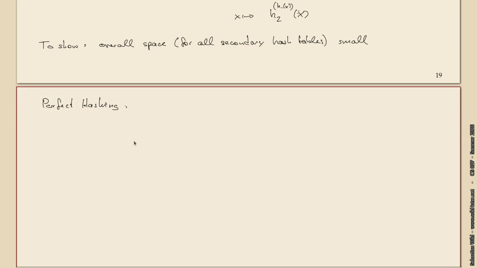So the algorithm to find a perfect hash function is: first, we choose h1, uniformly from some universal class of hash functions. And we use n bins for that. So we build a hash table with n bins.